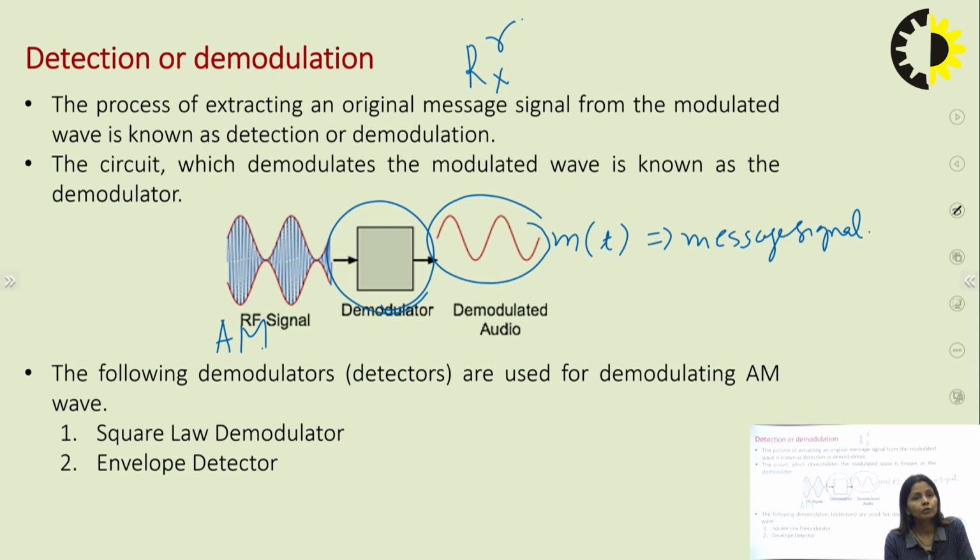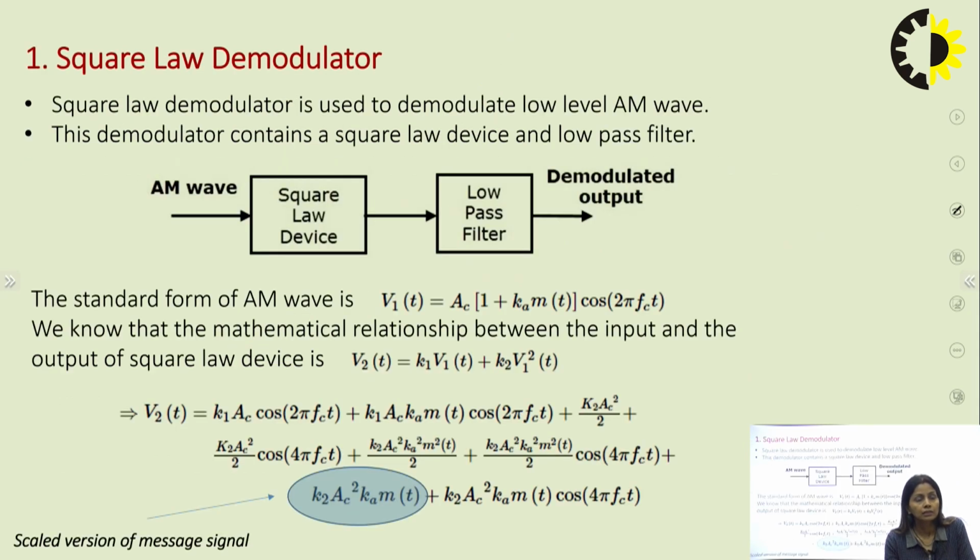Now we have two types of demodulators which are required as per your course. You need to study these two demodulators. First is the square law demodulator and the second one is the envelope detector, right? So first of all, we will understand the working of this square law demodulator. This is my square law demodulator circuit.